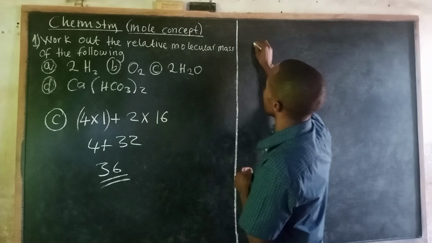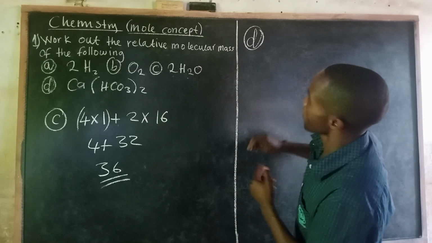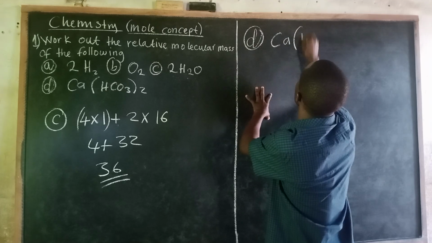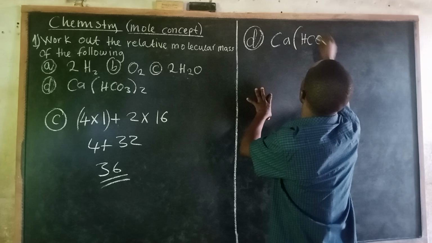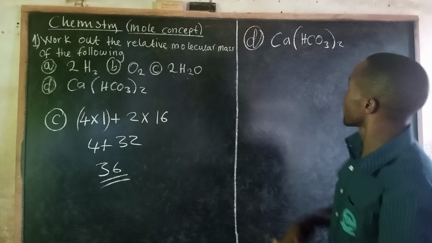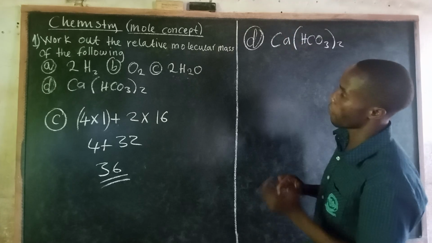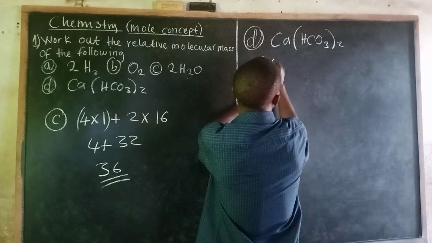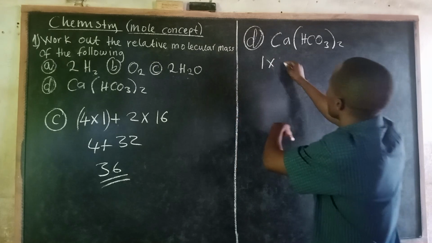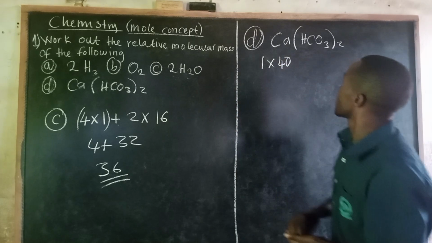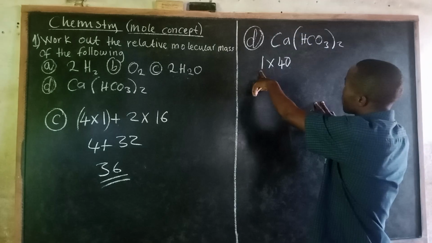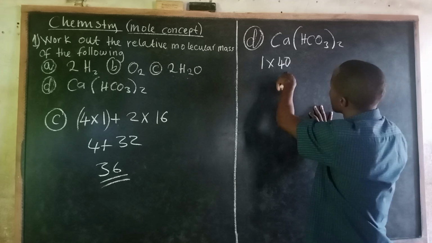So now we go to the last one, which is calcium hydrogencarbonate. So calcium, open bracket, CO3. Then you have 2 outside there. So again, you start. How many atoms of calcium do you have? There is only 1. So you are going to say 1 times the mass number for calcium, which is 40. Okay. So when you go on the periodic table there, you will see that the mass number for calcium is 40. So you are going to say 1, since you only have 1 atom of calcium, 1 times 40.